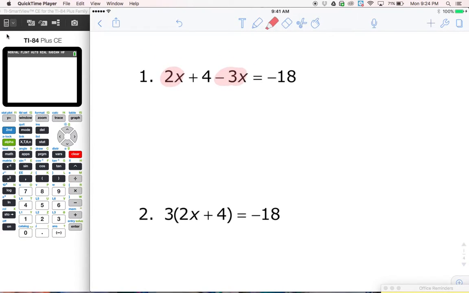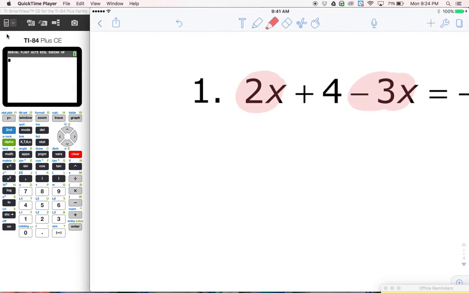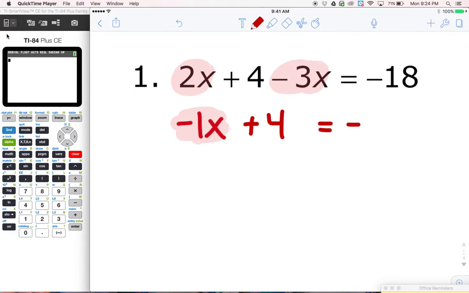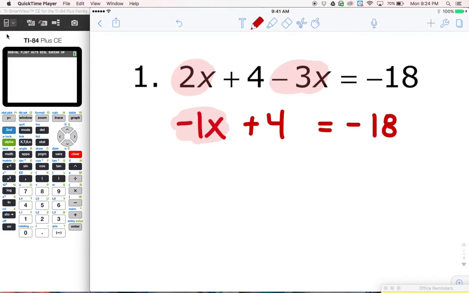If I wasn't looking at the right side, I would just combine those, right? 2x minus 3x is just negative 1x. I can combine those two and get negative 1x, and I still have plus 4. Notice I'm not doing anything to the other side because I was just combining like terms on the left. So I still have this all equal to negative 18. Now I see there's nothing else I can do over here, no more like terms. So now I can proceed to solve this equation.